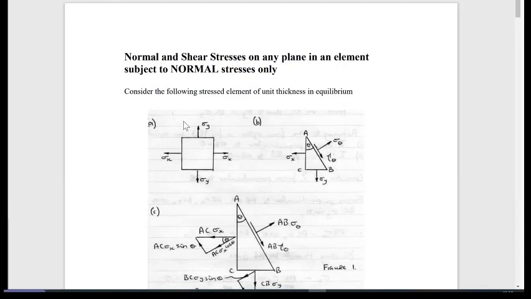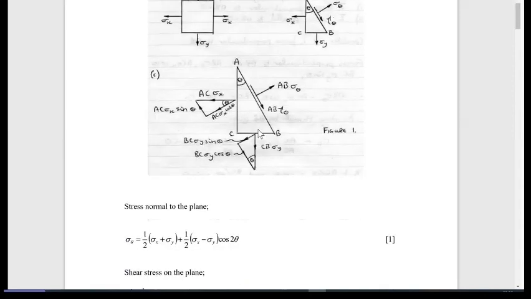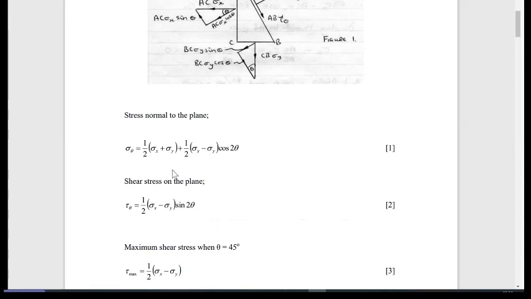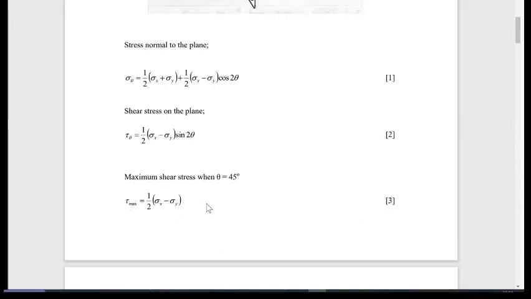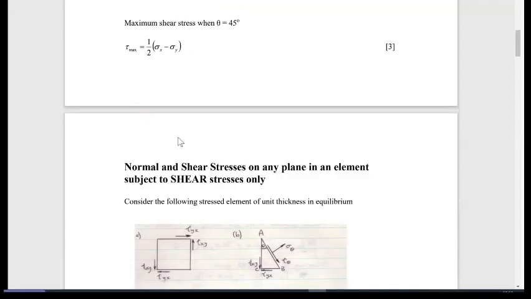Here's an element subjected to normal stress only. We looked at that and said, okay, internally, if we cut that element through this plane AB at some angle theta, we can work out what the direct stresses are and the shear stresses are internally within that component. And we came up with those formulas. There's our direct stress, there's our shear stress, and we showed that our maximum shear stress is given by this. This occurs at 45 degrees, i.e. when this here is 1, and we've got a half sigma x minus sigma y.